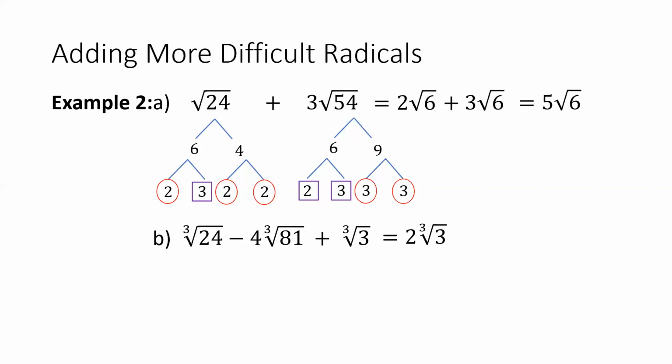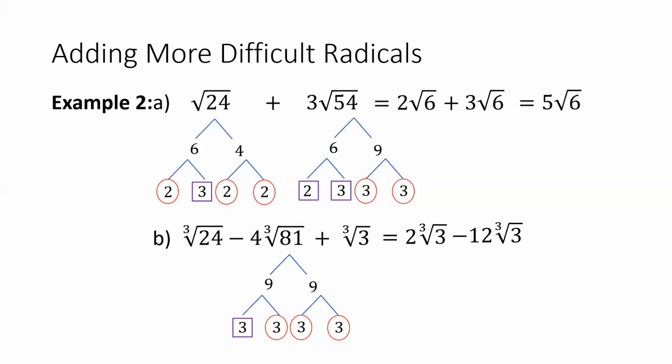Moving on to the next thing, I'm going to make a factor tree for 81. 9 times 9 is 81. 3 times 3 gets me 9. 3 times 3 gets me 9. And so that's my factor tree. I'm looking for 3 of a kind. So I have 1, 2, 3, and then I have a single 3 left over.